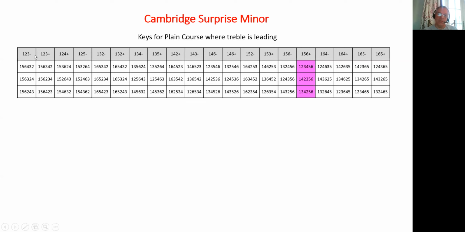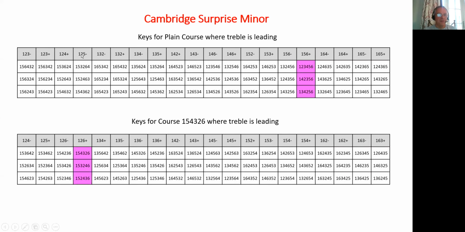So we need to work out which keys are missing. If you just have a quick look along these column headings, you can see the keys that we've got in the plain course were 123 minus, 123 plus, 124 plus, but we're missing 124 minus, we're missing 125 plus, and we haven't got 126 plus or 126 minus at all. However, what you can see from the table at the bottom is that all the ones that we were missing in the top, we can actually get by starting from the course head 154326 instead of 123456. So 154326, the key for that is 126 plus.